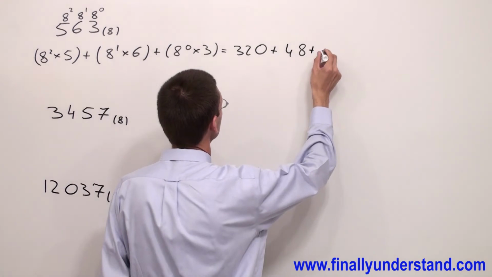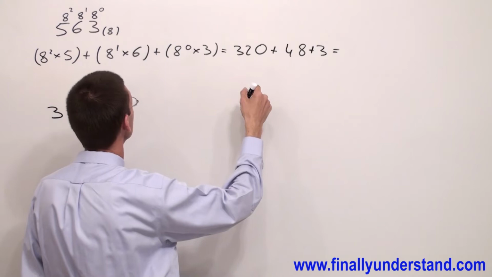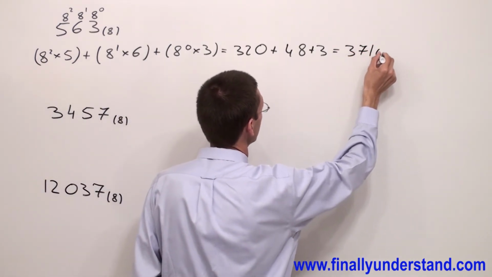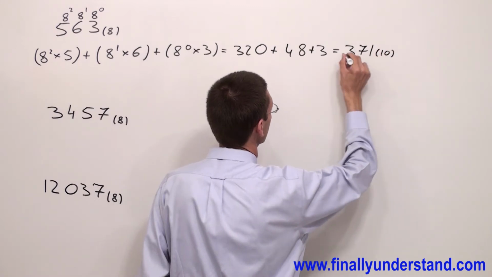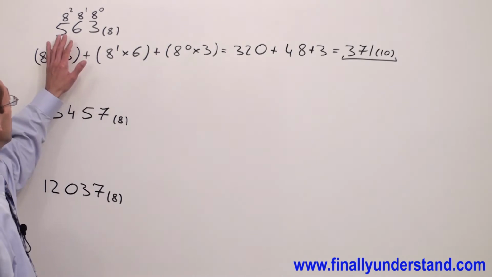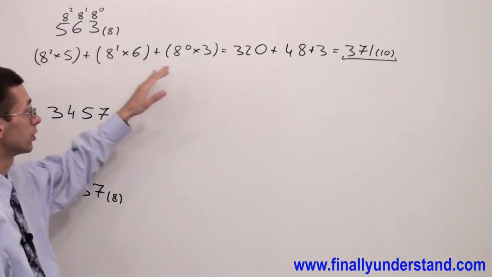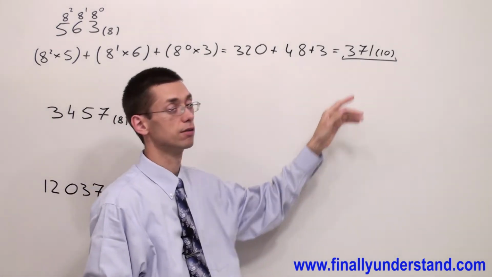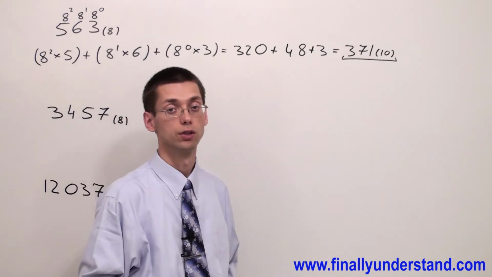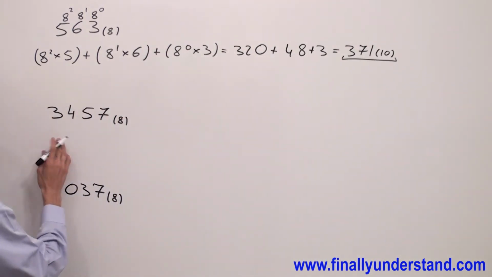So I have plus 3, and if you are going to add all these numbers together, you are going to end up with 371 base 10. So we say that 563 base 8 is equivalent to 371 base 10. This is the solution to my first problem. Let's take a look at the second one.